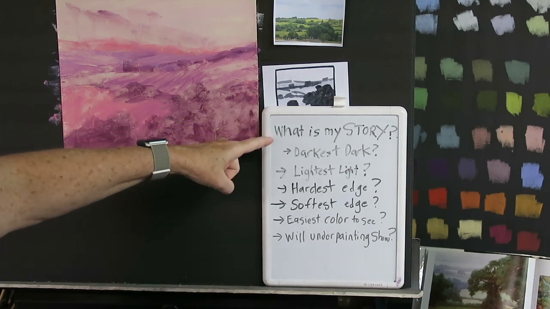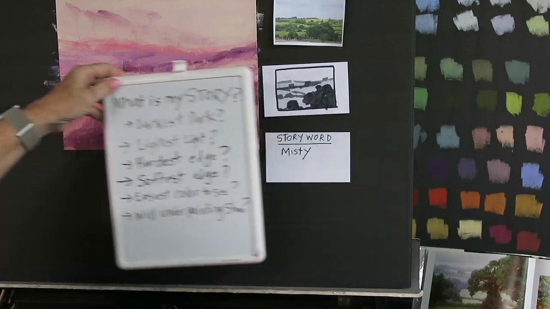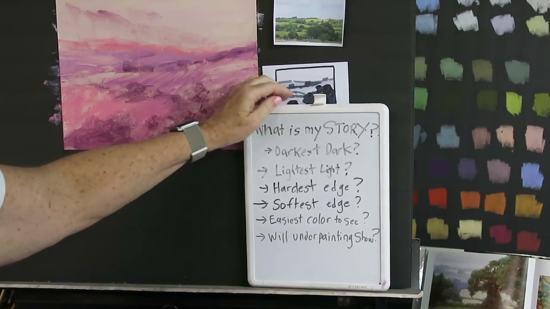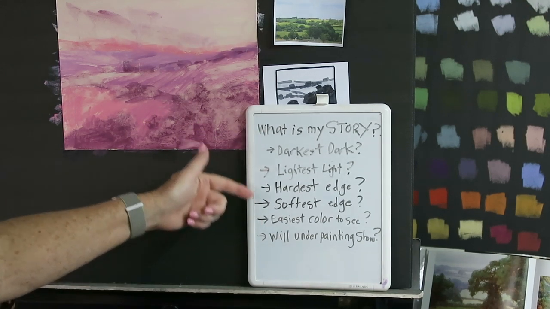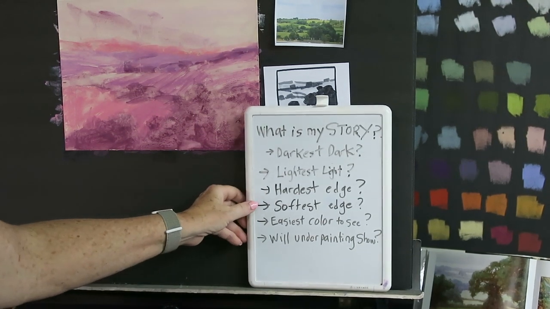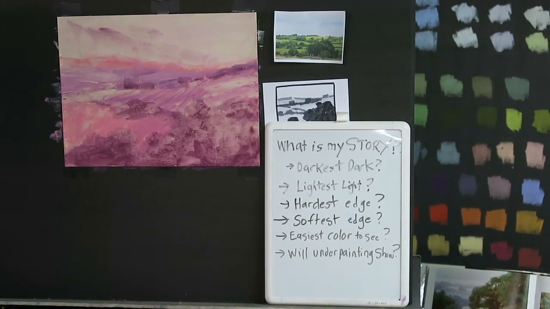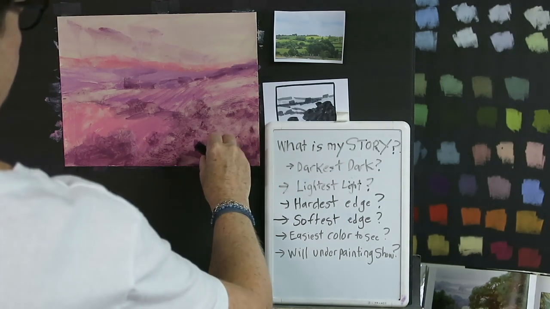We already asked ourselves this question: what is my story? And if you recall, my story was misty. That's my story word. I want to capture the misty, moody quality of this landscape. So when I start the painting, I'm going to ask myself the following questions. Where is my darkest dark? And what I will actually do when I ask these questions and find the answer is note it. It's like I'm taking notes.